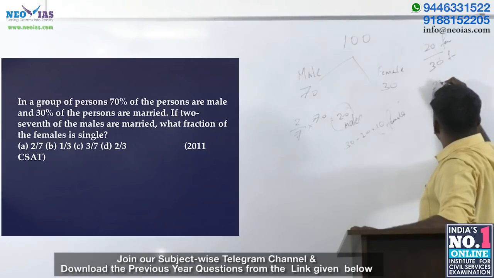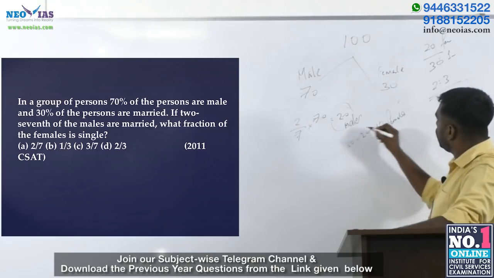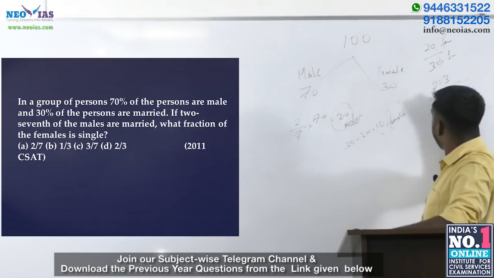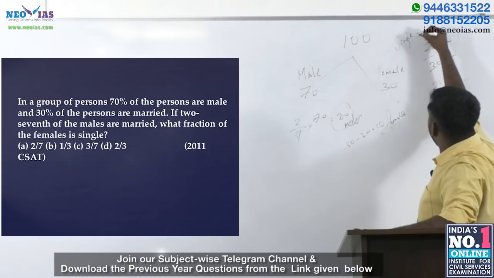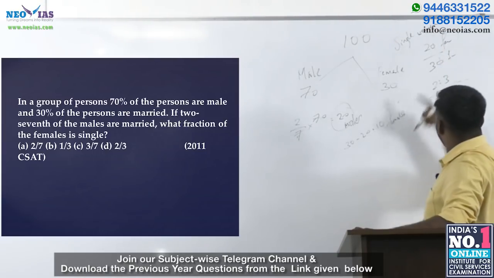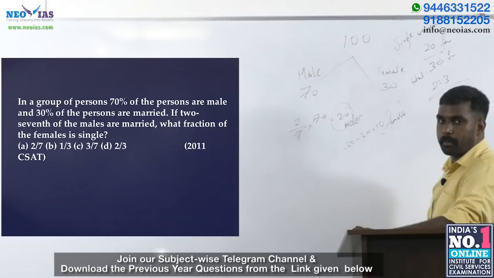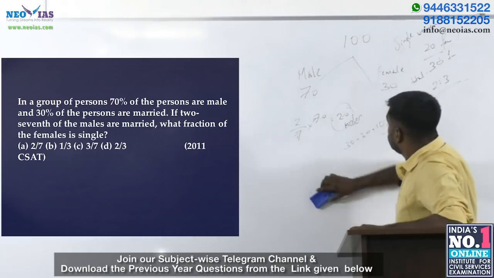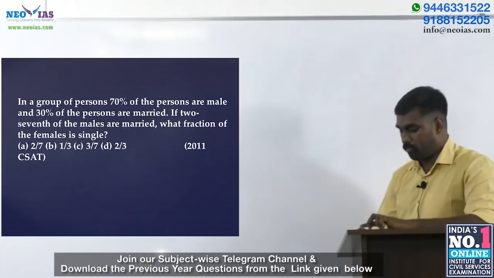So, the ratio is 2:3. Understood? Here we got 20 females are unmarried. The remaining is 10. So, if 10 females are married, the remaining 20 will be unmarried. That is, these are the single women with respect to the total number of women, total females. So, the ratio becomes 2:3. 2 by 3 is the answer. I hope this is a simple, basic question, and everyone will be able to solve it very easily.